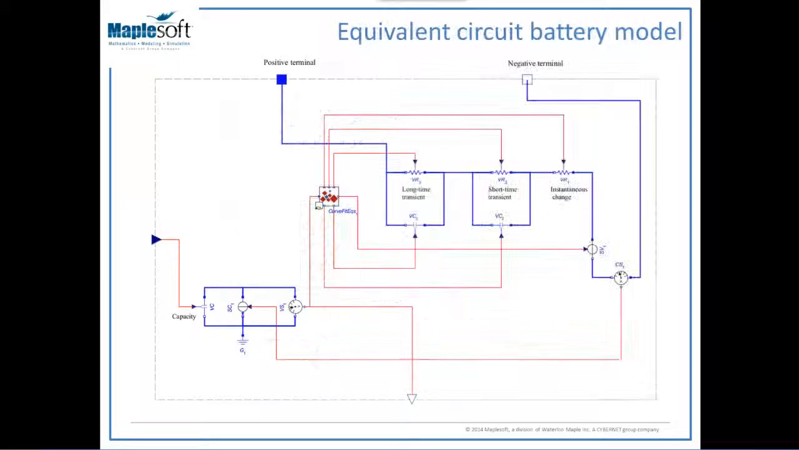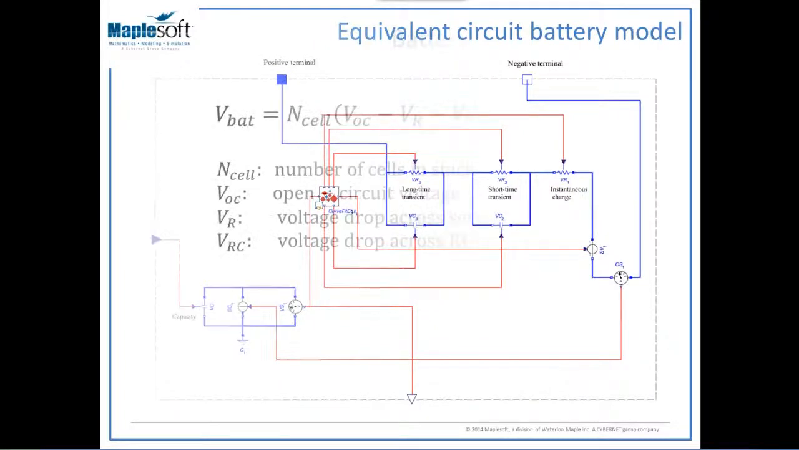The approach that we're going to be talking about today, as you can see here, is to use electrical components to describe the behavior of an electrochemical cell. This is a typical representation of a battery based on an electrical equivalent circuit approach. You can see that there's a bunch of RC circuits and a series resistor. I'm going to get into details about this model in a moment.